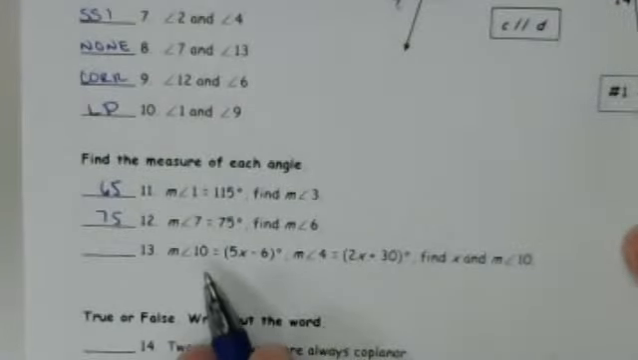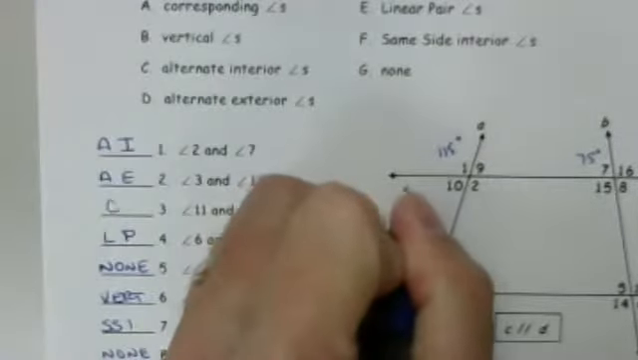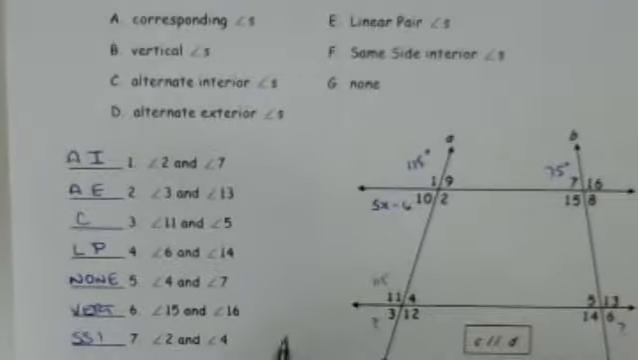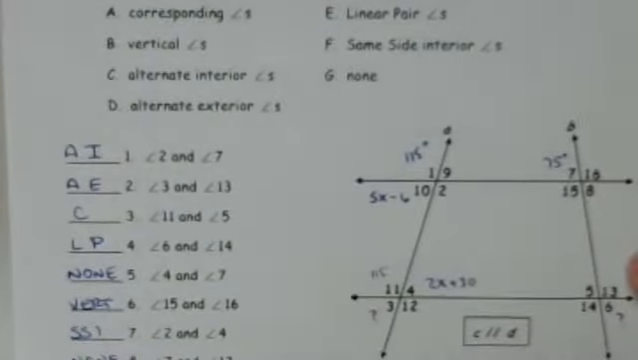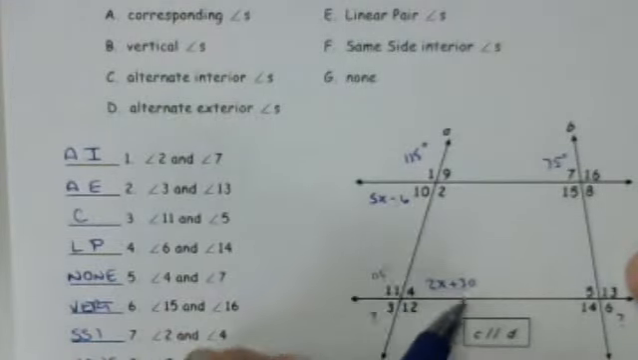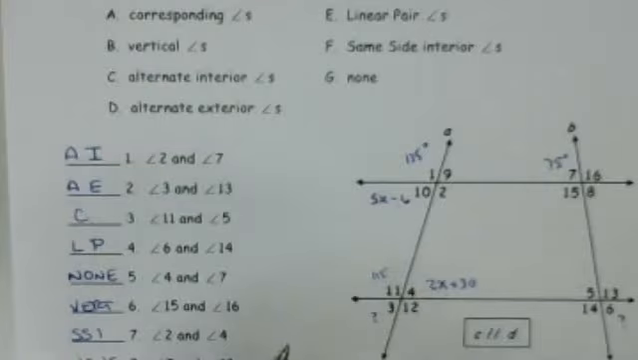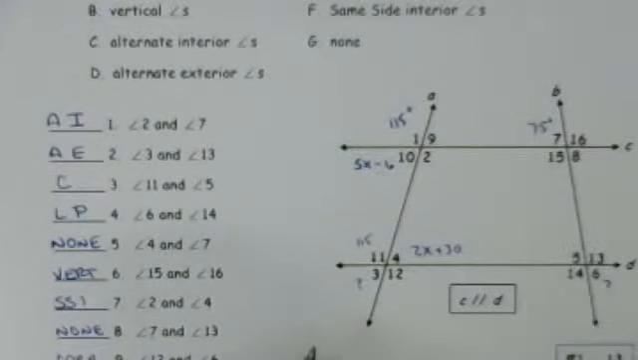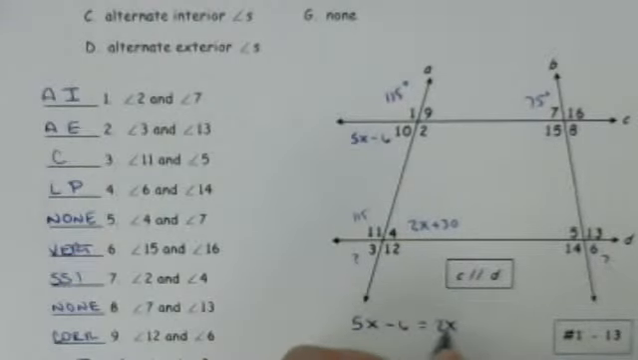And then finally, the equations, we have angles 10 and 4. Angle 10 is 5x minus 6, and angle 4 is 2x plus 30. Now, looking for the relationship of those two angles, 10 and 4, you can see that they make a Z. And anytime they make a Z, we know that they're alternate interior angles. And if they're alternate interior, then we know the angles are equal to each other. So we would say 5x minus 6 equals 2x plus 30, and now we just solve for x.